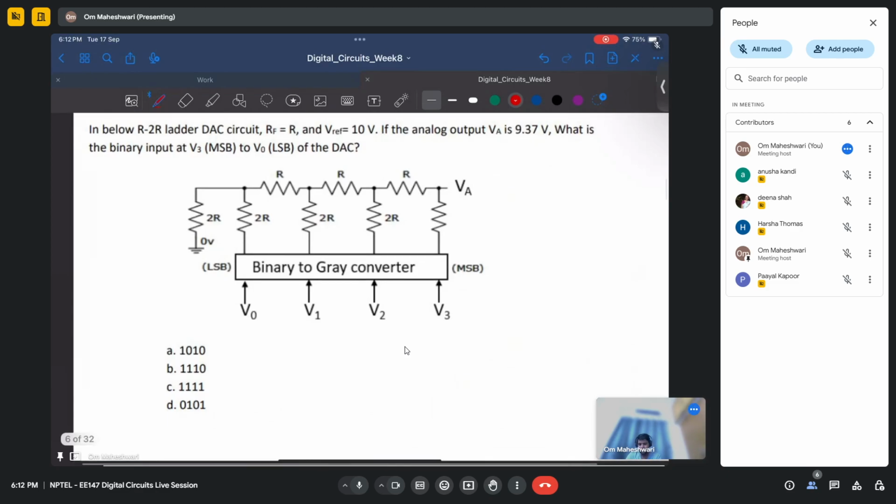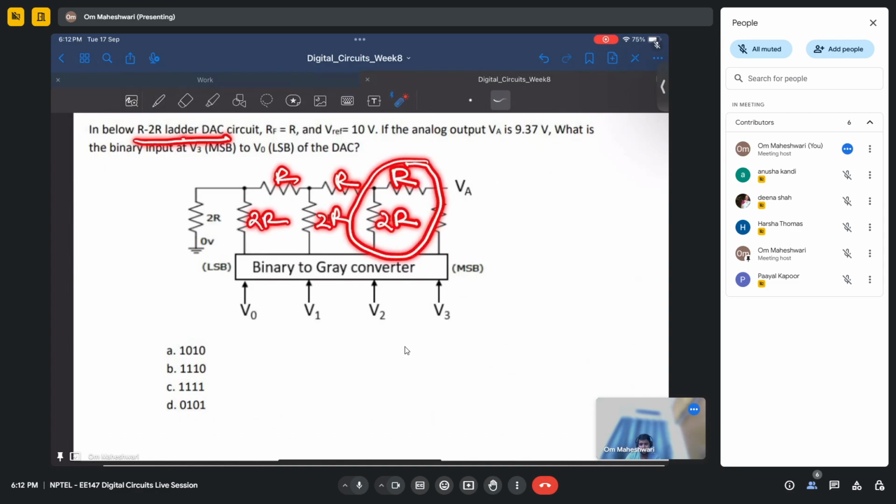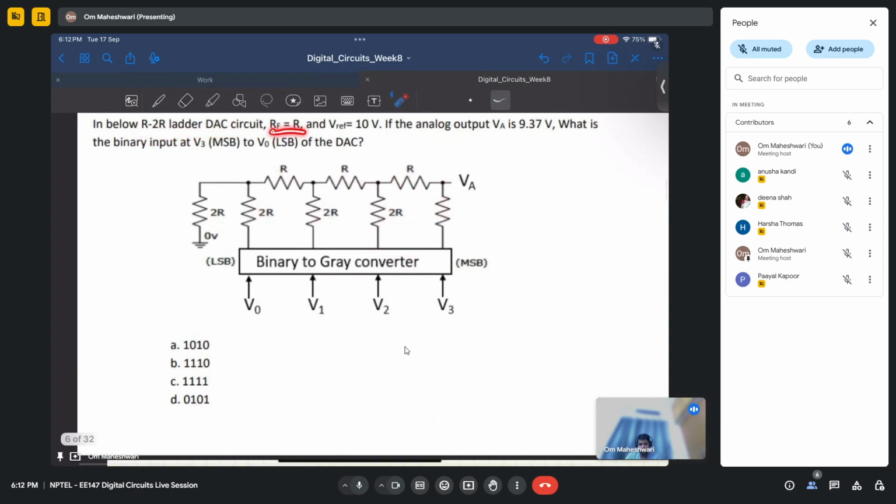In the below R2R ladder DAC, why is it called R2R ladder DAC? Because we have resistances in this format: all the series resistances are R and the parallel resistances are 2R. So this is why it is called R2R ladder DAC. RF equals R and VREF equals 10. If the analog output voltage VA is 9.37 volts, what is the binary input at V3 MSB to V0 LSB of the DAC?